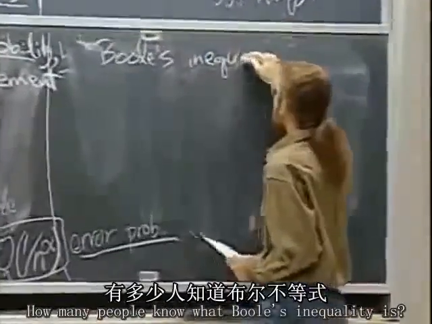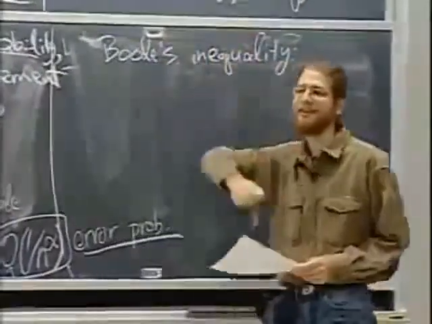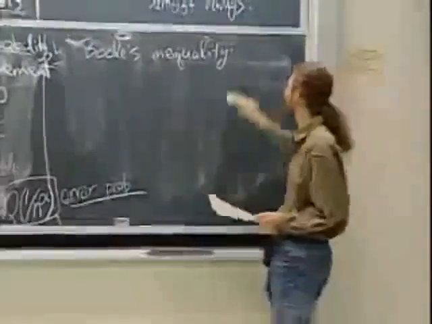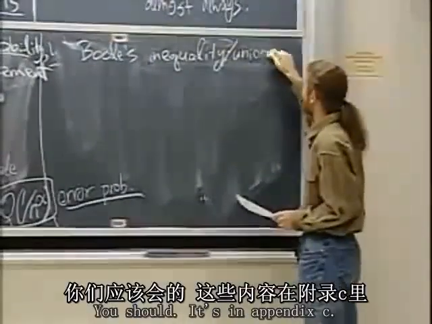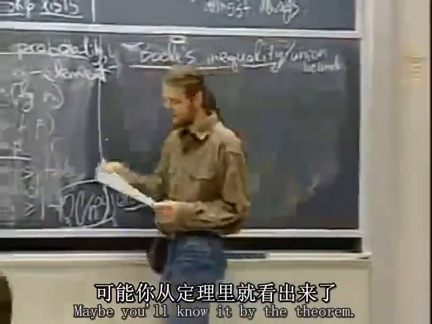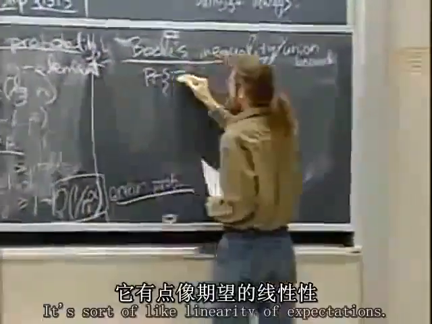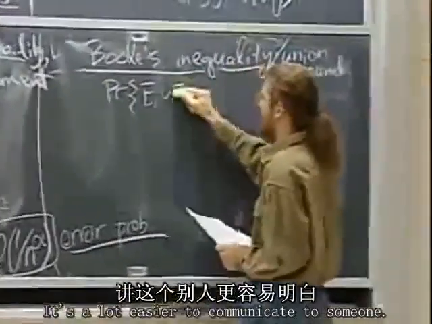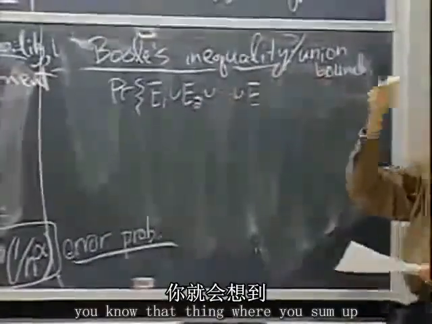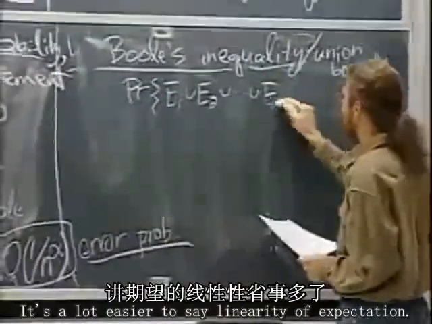How many people know what Boole's inequality is? How many people know what the union bound is in probability? Uh-oh. You should. It's in Appendix C. Maybe you'll know it by the theorem. It's good to know it by name. It's sort of like linearity of expectations. It's a lot easier to communicate to someone linearity of expectations instead of saying, you know, that thing where you sum up all the expectations of things and that's the expectation of the sum. You know. A lot easier to say linearity of expectation.